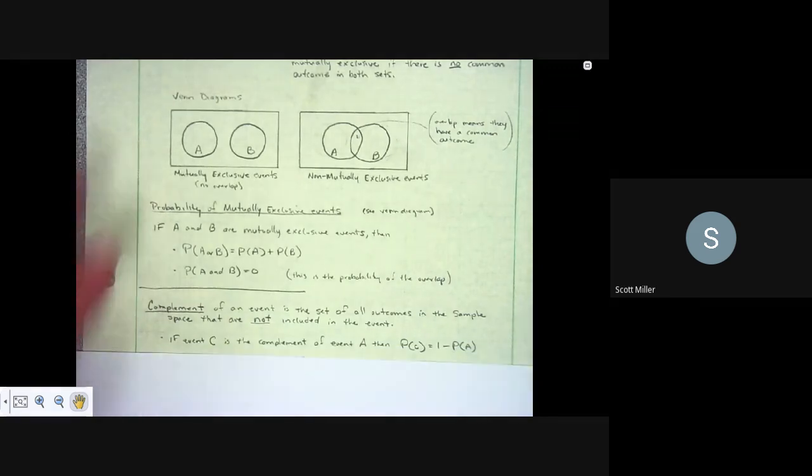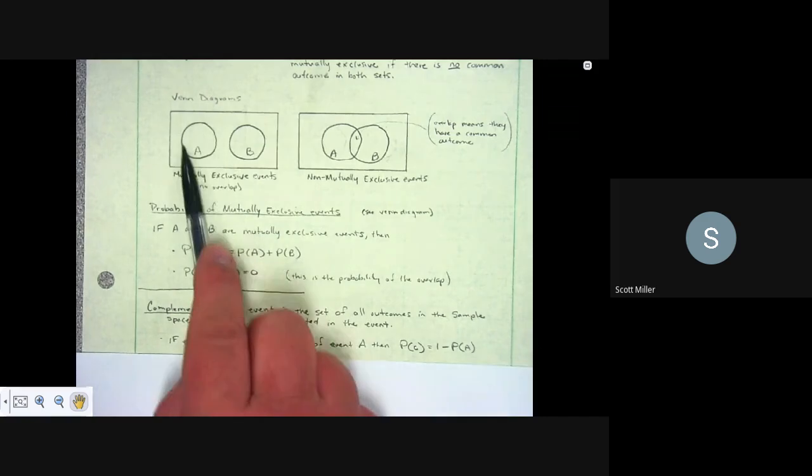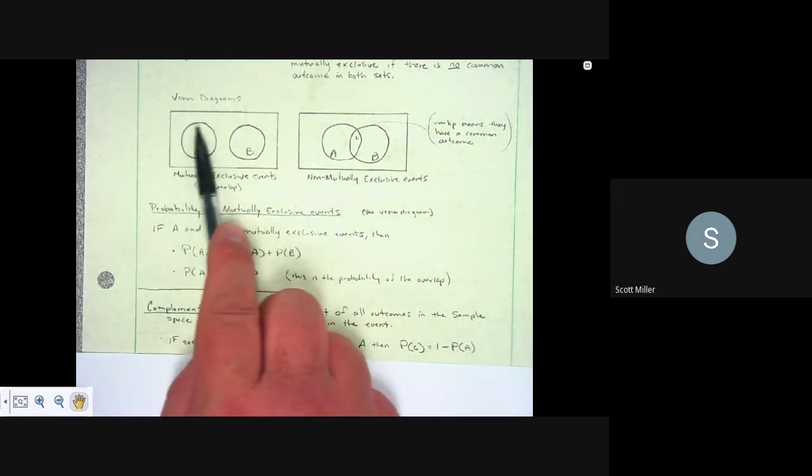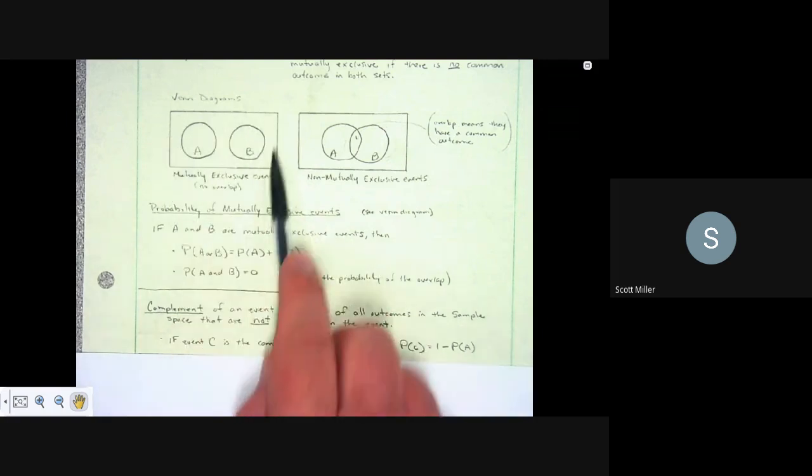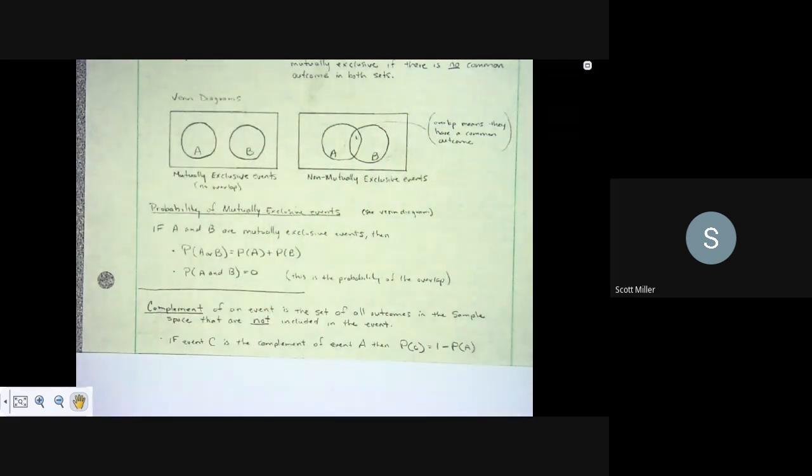The complement. We need to know what this definition means. The complement of an event is the set of all outcomes in the sample space that are not included in the event. So if event C is the complement of event A, then the probability of C occurring is 1 minus the probability of A occurring. So if this is A, the complement of that is everything that is not in here. So everything else, everything in B, everything out here in this region, all of that would be C, whatever is not A. Since probability, the most you can have is a 1, that's why it's 1 minus that.